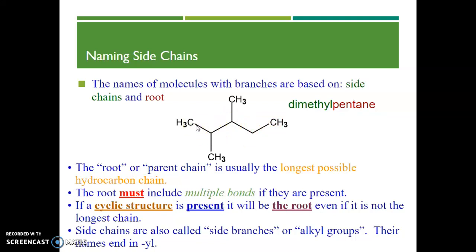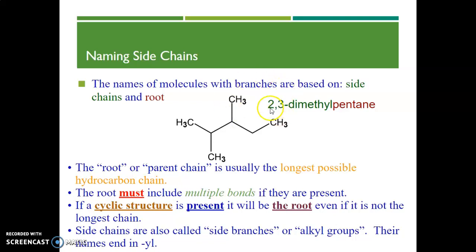The numbering part of it is still the same. You want to make sure your branches have the lowest possible number as well. And so I'm not going to go that way, but 1, 2. So 2, 3, 2, 3 as my location, dimethylpentane is the full name.